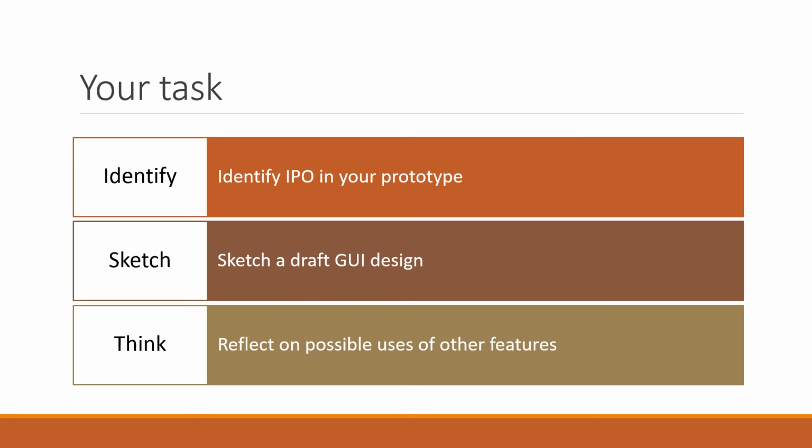What I think you should do now is go back to your prototype version and identify the inputs, the processing and the outputs that you will need to include in your GUI. Sketch a draft for how your GUI might look. You're not forced to make it look like that in the long run, but it'll give you some ideas. And think about some of the features that you might like to add that I haven't talked about today. For example, if you want to have an image appear on your GUI.